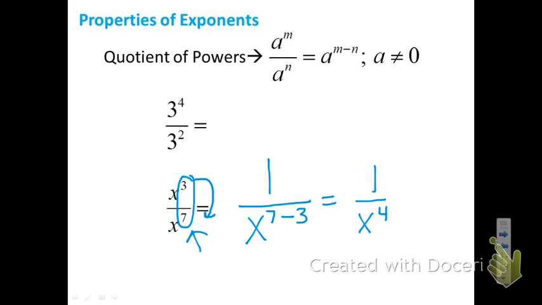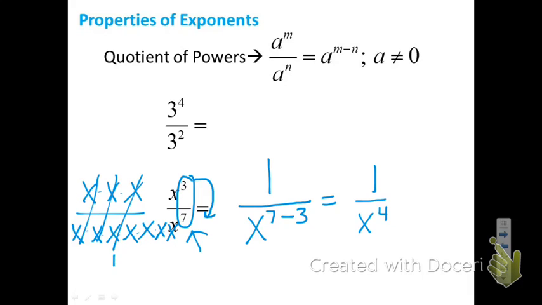This is the same idea as the last one. I'll write it over here. You can have three x's on top with how many on the bottom? 7? 1, 2, 3, 4, 5, 6, 7. And 3 of these would cancel, but that would still mean you have a 1 on the top with 4 x's. And if you'd like to write it out that way, that's fine, but if you can remember this rule, it's a lot easier to use.